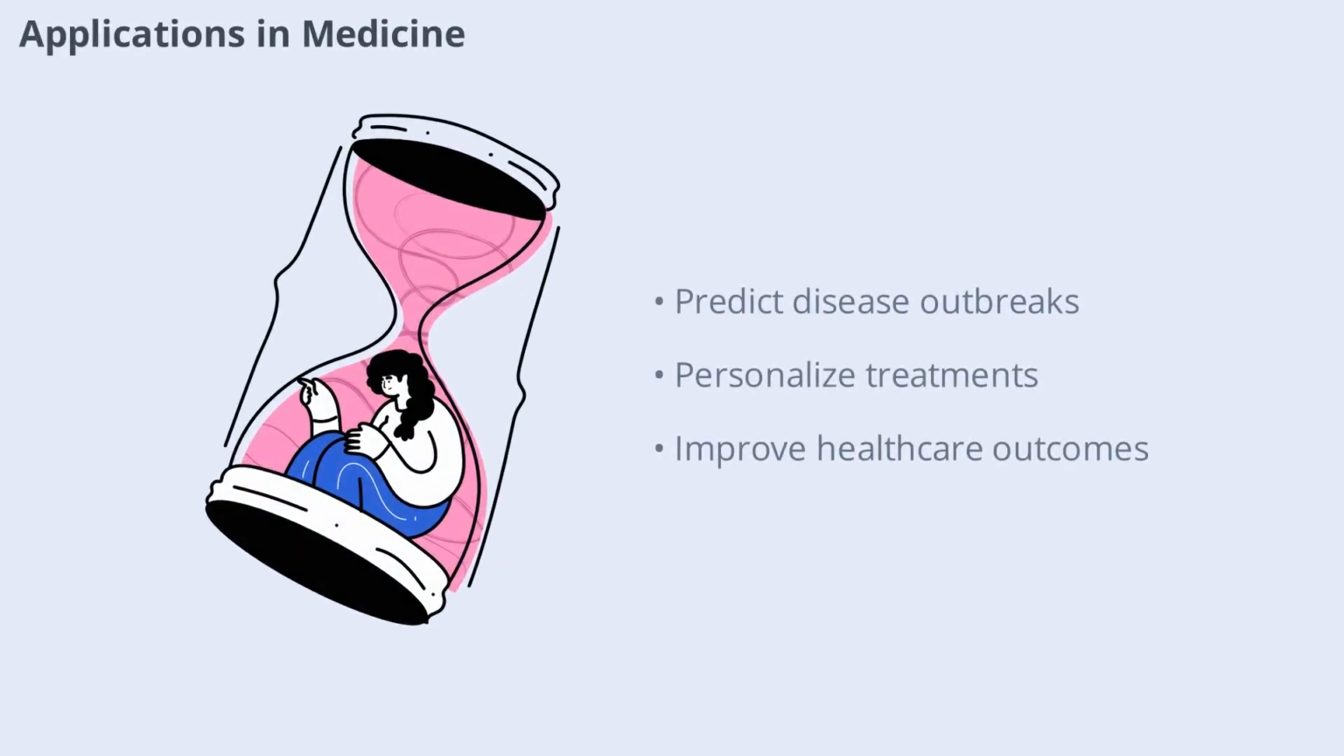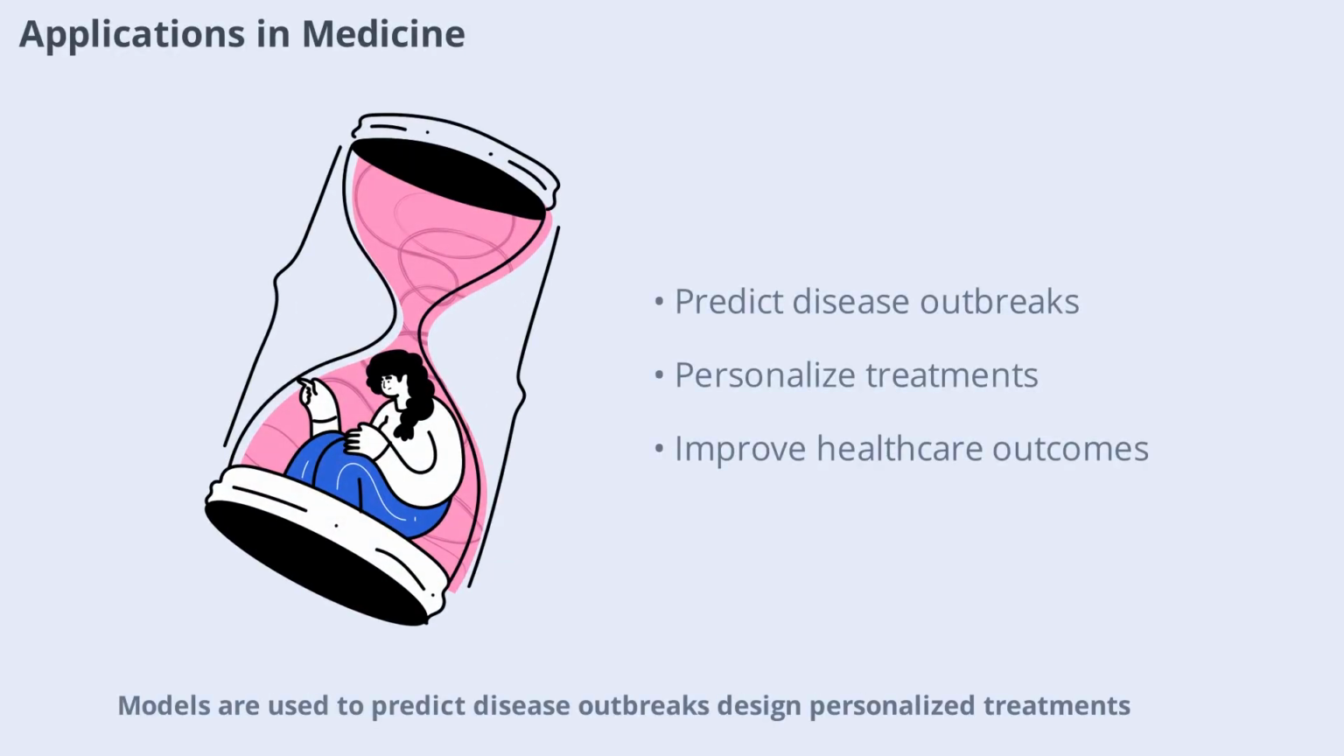Modeling biological systems has revolutionized medicine. Models are used to predict disease outbreaks, design personalized treatments, and understand the progression of illnesses like cancer or diabetes. For example, models of the human heart help doctors plan surgeries, while models of viral spread inform public health strategies. By integrating patient data, models are paving the way for precision medicine and better healthcare outcomes.